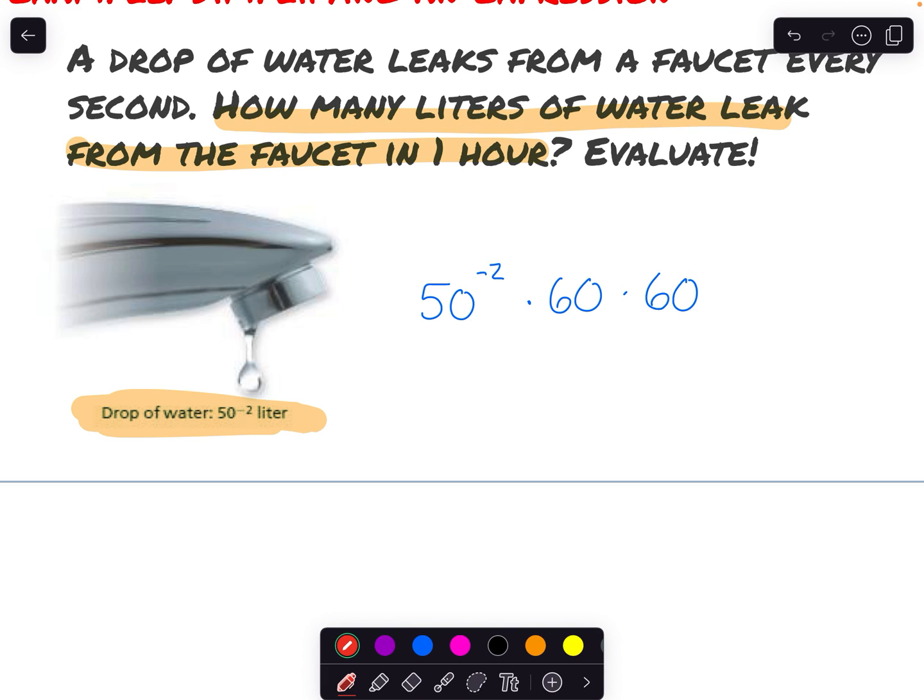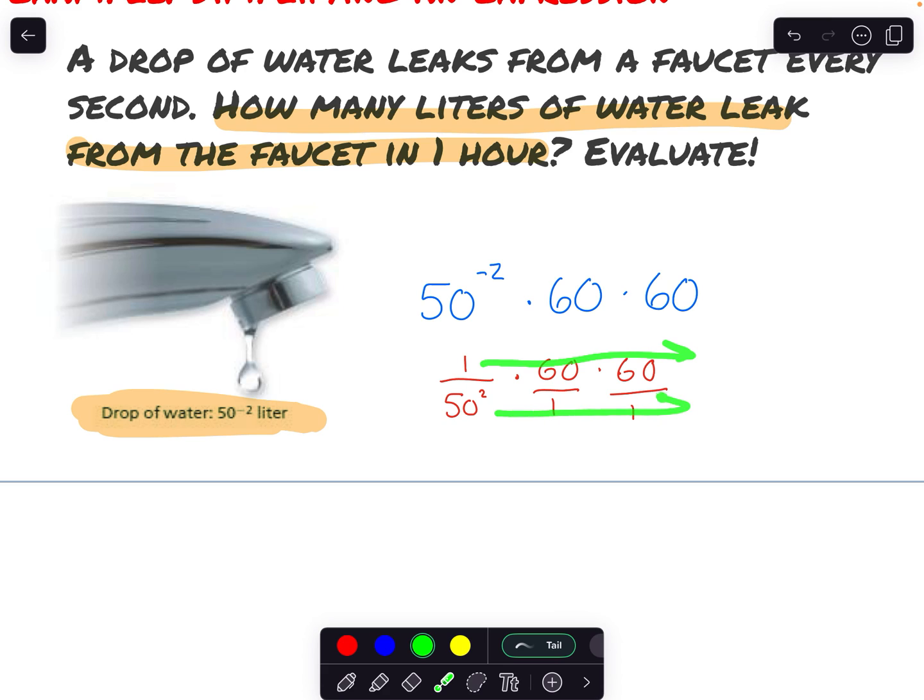Now, if I reconvert this a little bit, 50 to the negative 2 is 1 over 50 squared times 60 times 60. If it helps, you can think of these as being over 1. And then we know from before, you just multiply fractions straight across. So if I do that, on the top, 60 times 60, I get 3,600. On the bottom, 50 squared is 2,500. Now I'm trying to figure out how many liters, so I'm going to take this in my calculator.